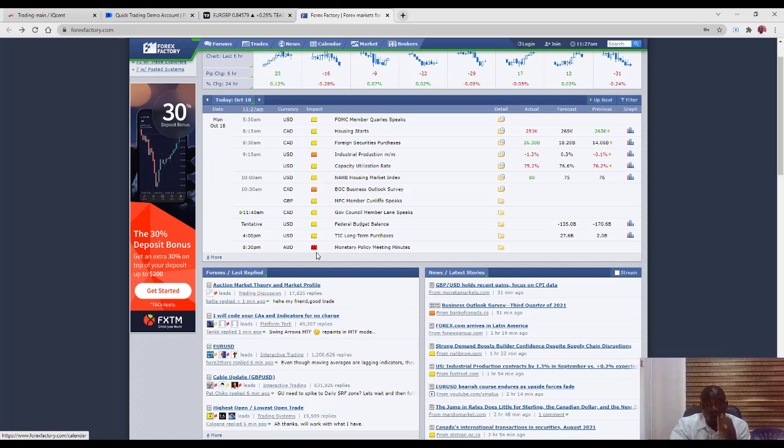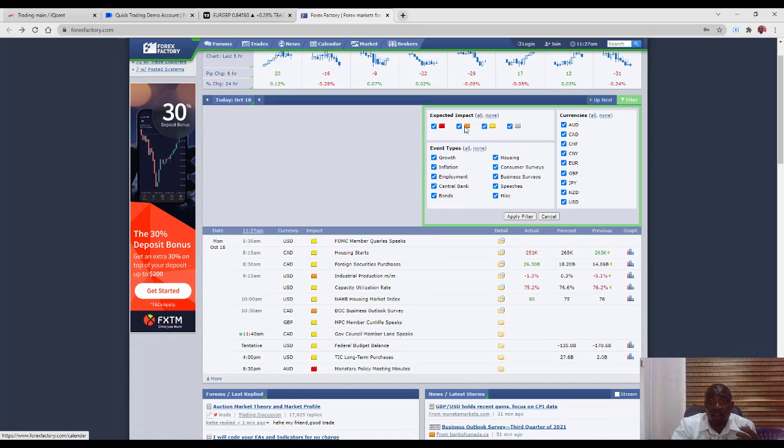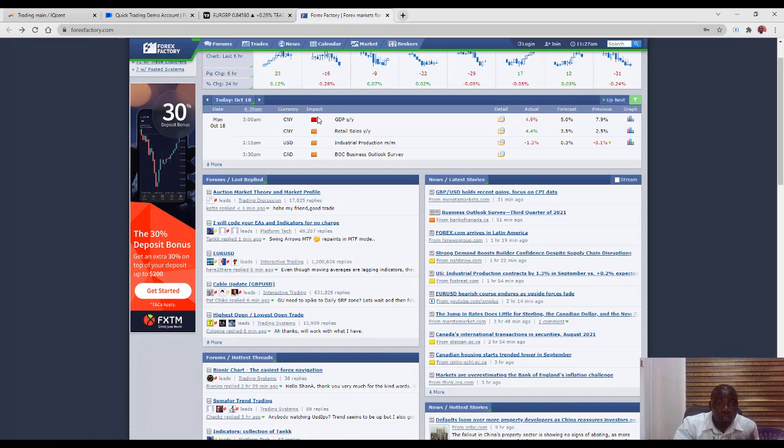Why do some look out for it? Some filter and make sure they are taking just red hot news and not just any news. Apply the filter. This is when they will trade, meaning 3 a.m.